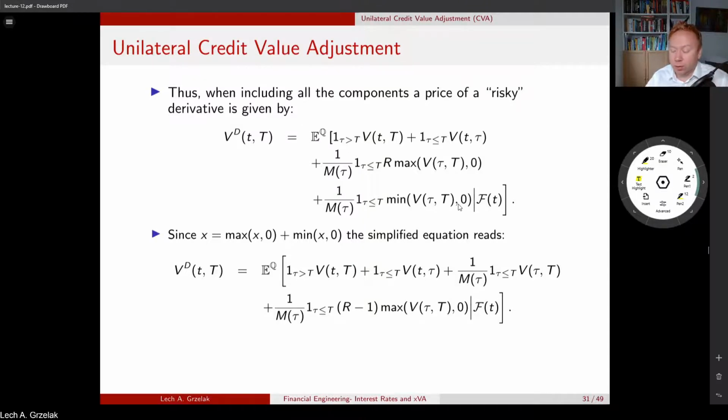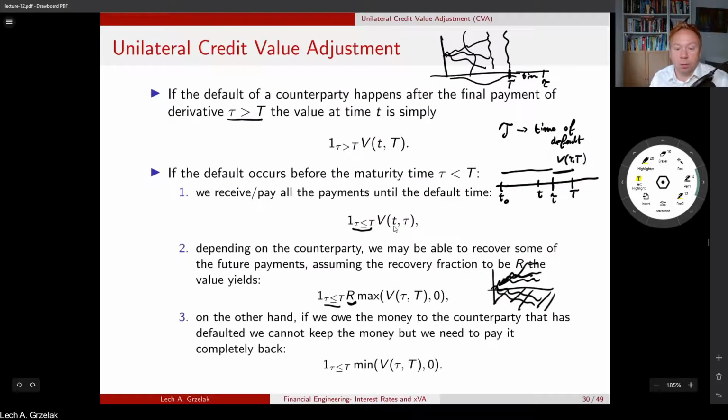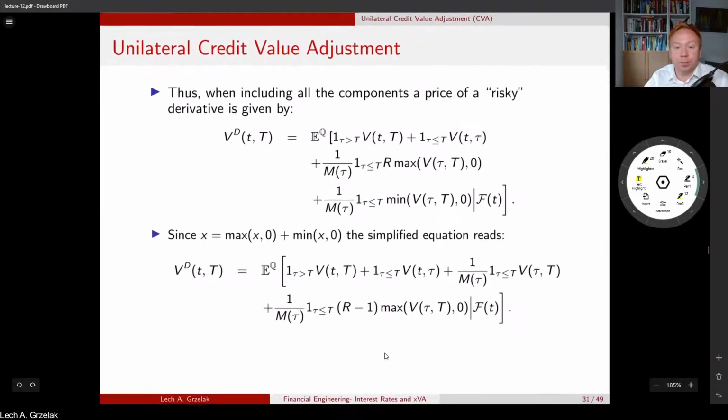So if we put all those cases together, we have 1, 2, 3, 4 cases. Then the first step is to link maximum and minimum. We can use this identity here: x equals maximum of x and 0 plus minimum of x and 0. Those two add up to x. So we can then substitute for minimum, x minus maximum, and then we can put them together.